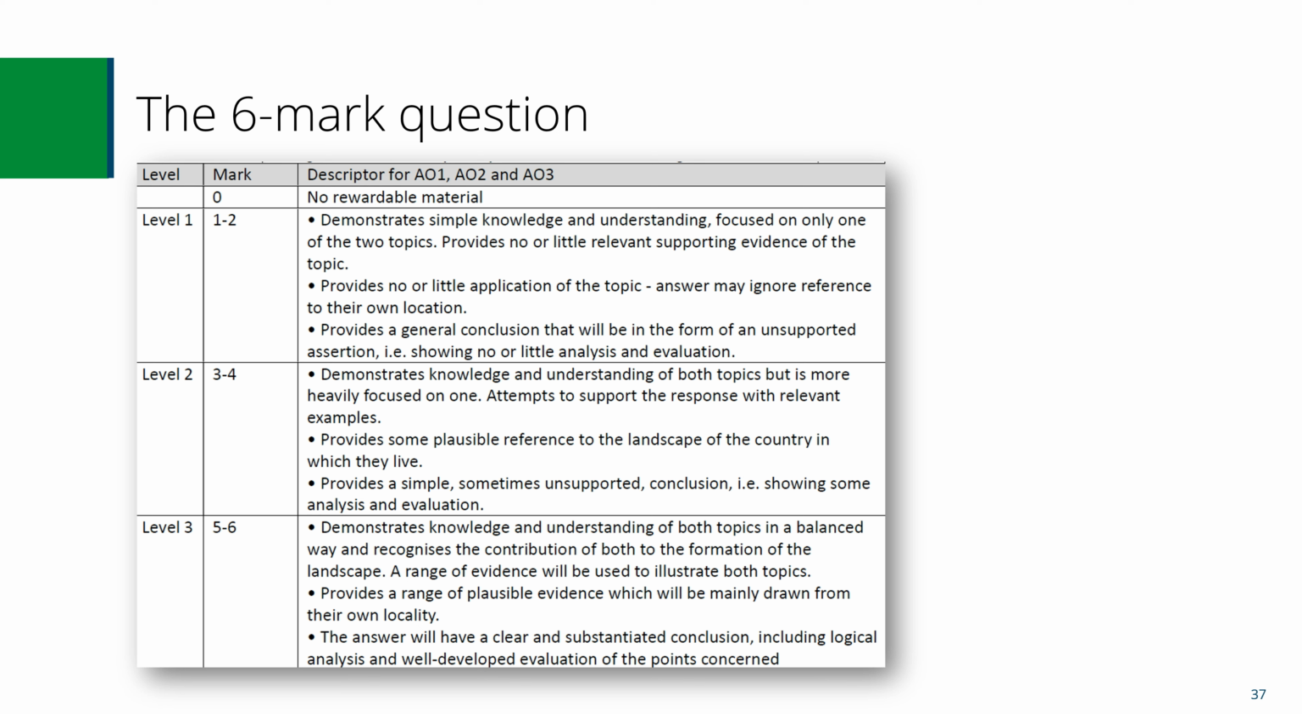In the top band, for 5 to 6 marks, we'd expect to see balanced knowledge and understanding of both climate change and human rights, with a range of supporting evidence, and perhaps some plausible evidence from the student's own locality or country. The answer will have a clearer and perhaps substantiated conclusion.